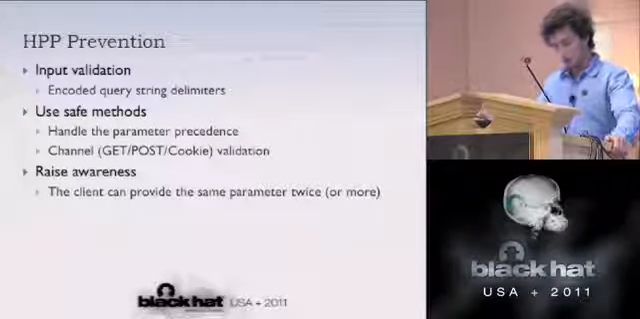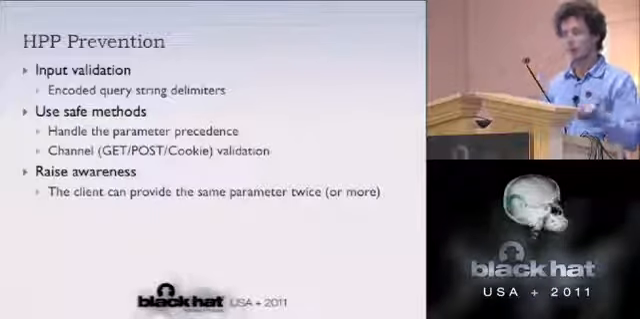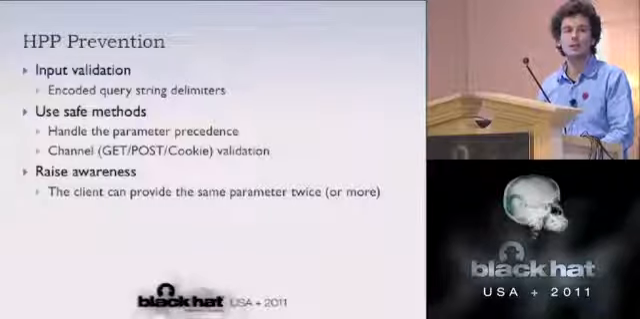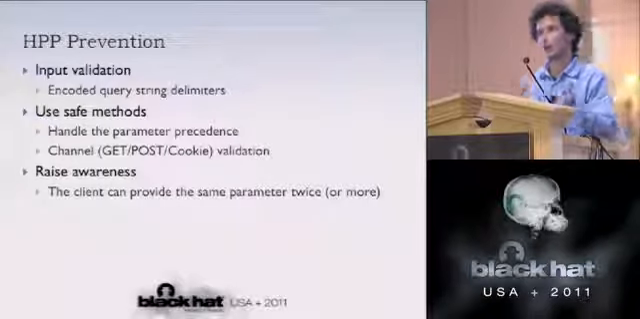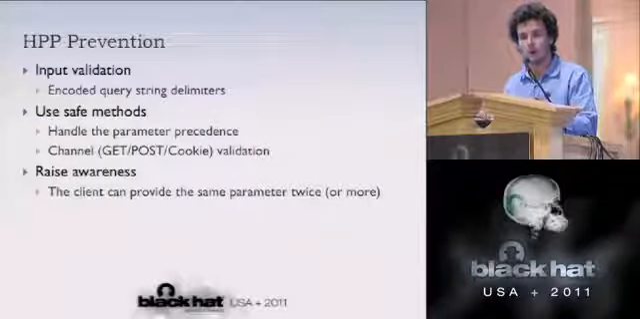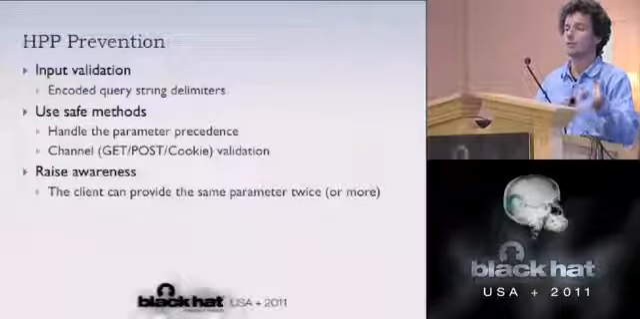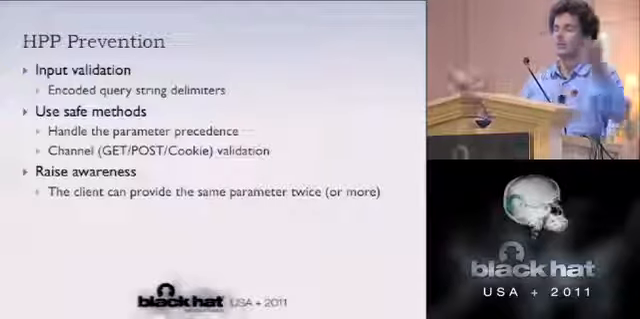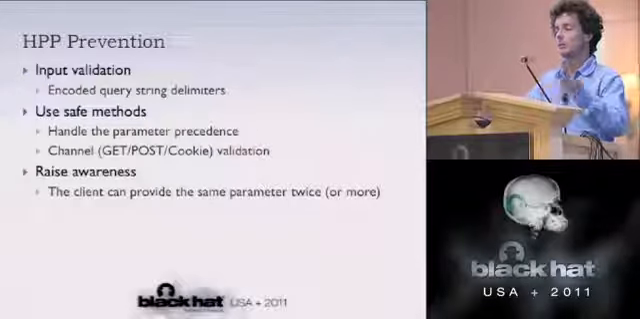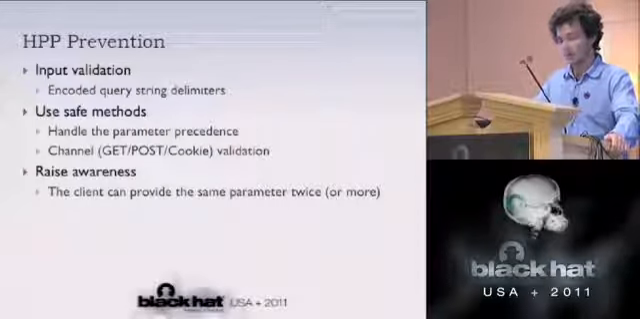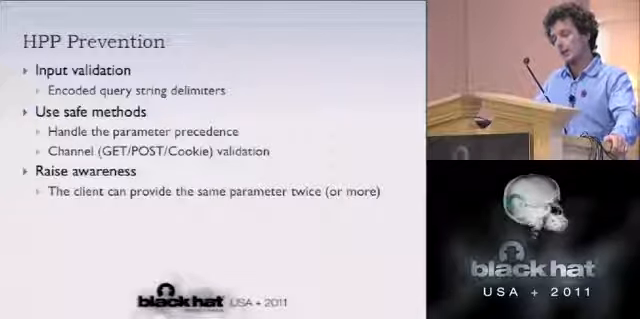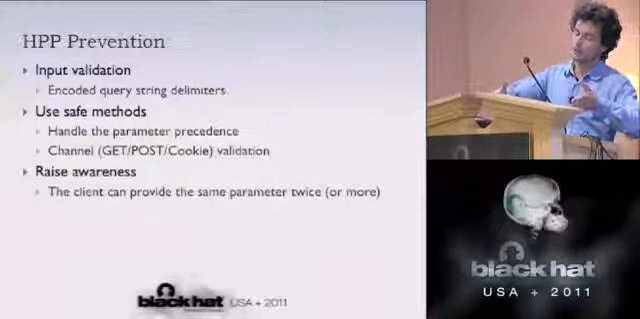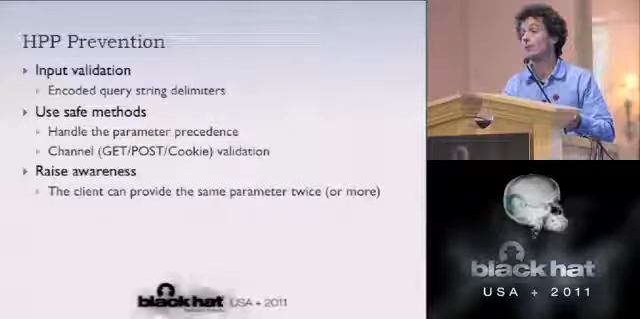The second prevention is to use safe methods to handle parameter precedence. For example, in Python, instead of using the getvalue parameter that returns a list in case you have multiple parameters with the same name, you can use getfirst. Using getfirst, you always get a single parameter, even if somebody submits two parameters with the same name. The third one is to use channel validation, to check that if the data should come from the GET, it is actually arriving from a GET and not from the POST.